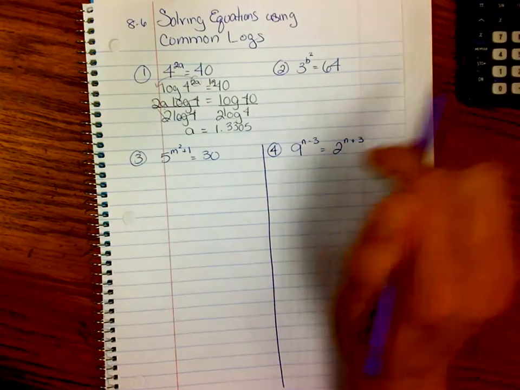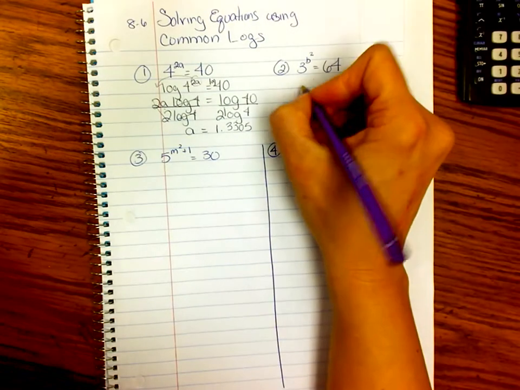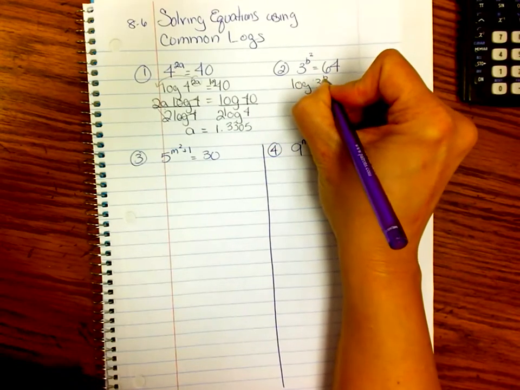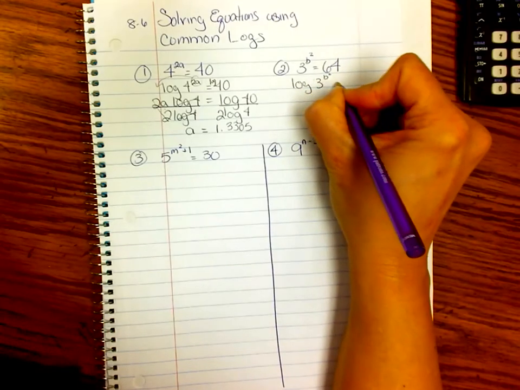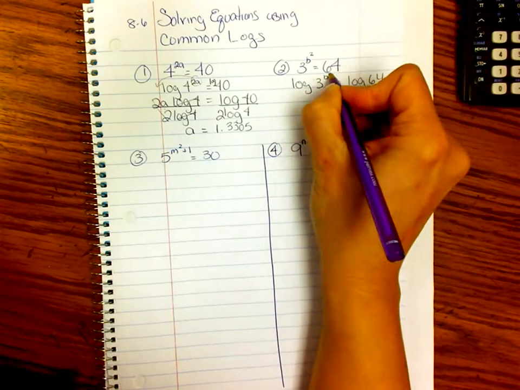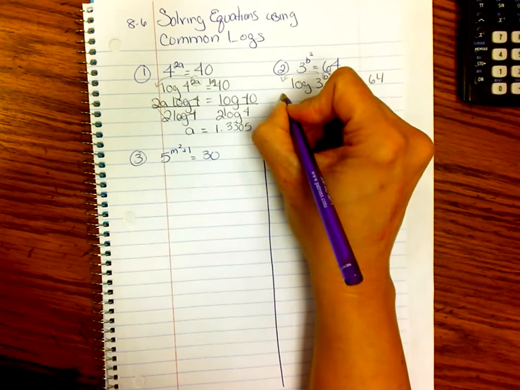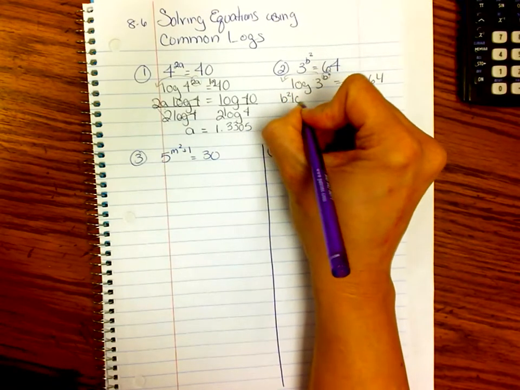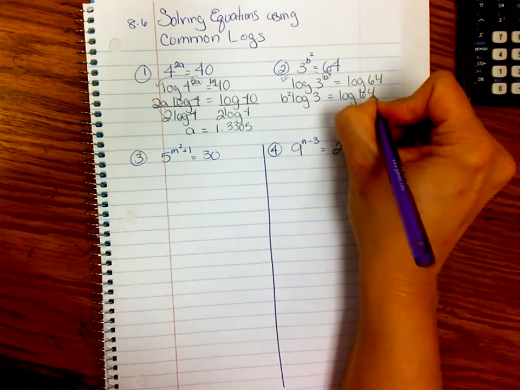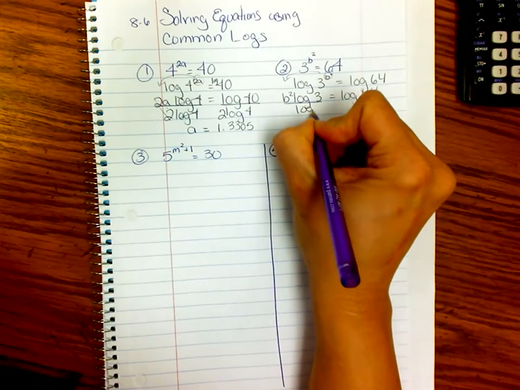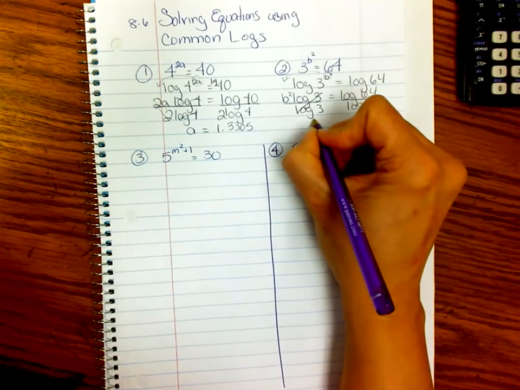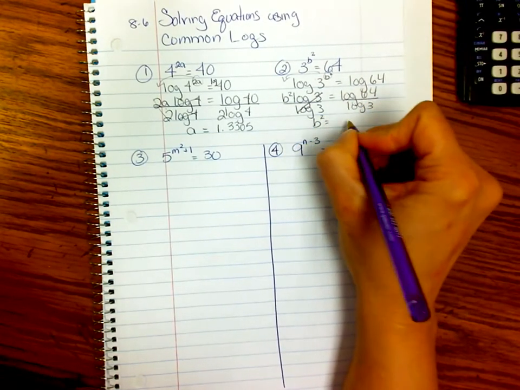Okay, so now we're going to do this one. So again, we're going to take the log of both sides. So we get the log of 3 to the b squared equals the log of 64. This exponent comes down in front, so we get b squared log 3 equals the log of 64. And so we're going to divide both sides by the log of 3. And then we're going to end up taking the square root, because b squared equals this.